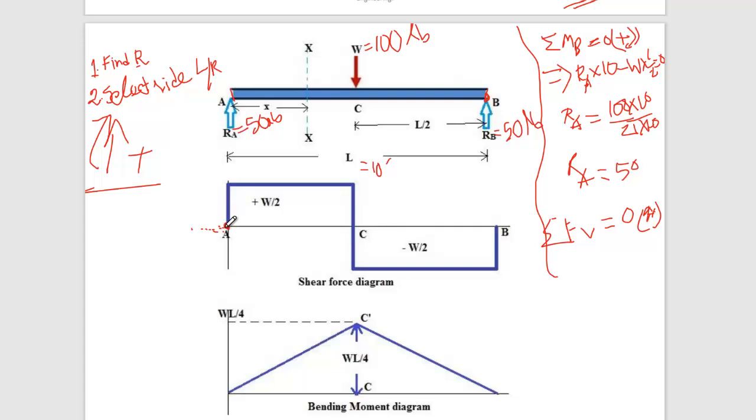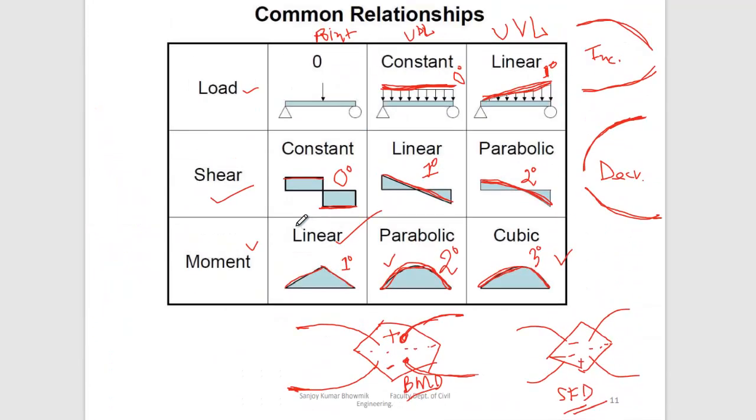Yes, sir. Okay. So at point A, we find there is a point load 50. The reaction looks like a point load, right? Yes, sir. Okay. So now look into the point load. If the load is a point load, what is the situation in the shear force? Constant. It can be constant vertical, it can be constant horizontal, both are constant, right?